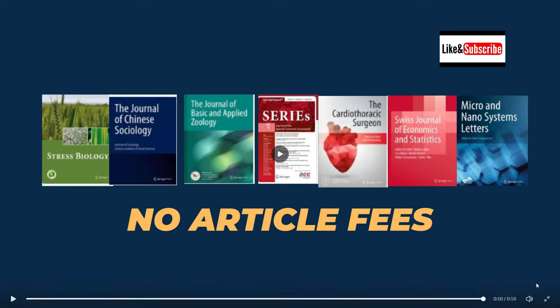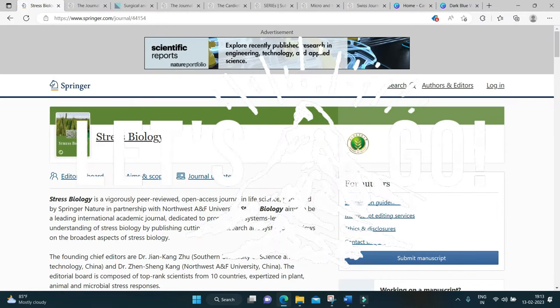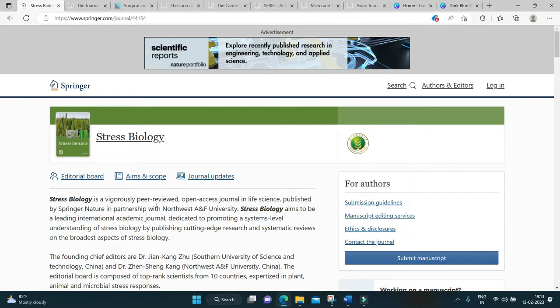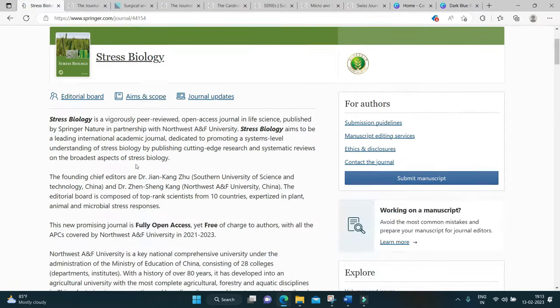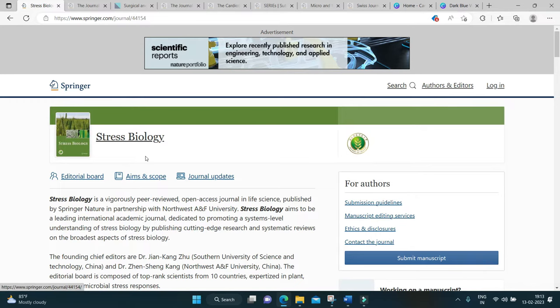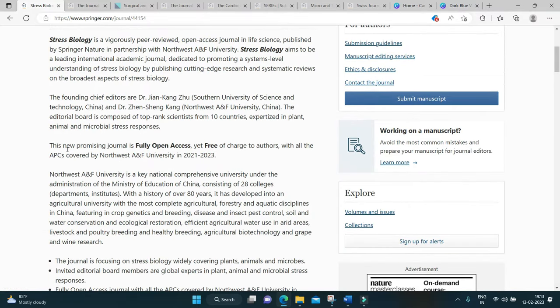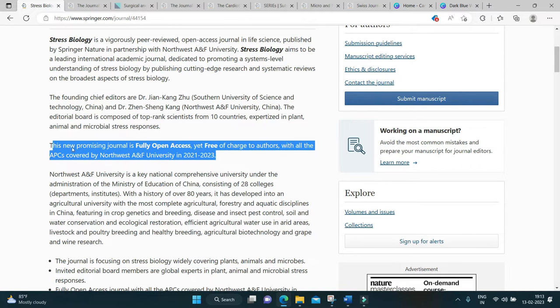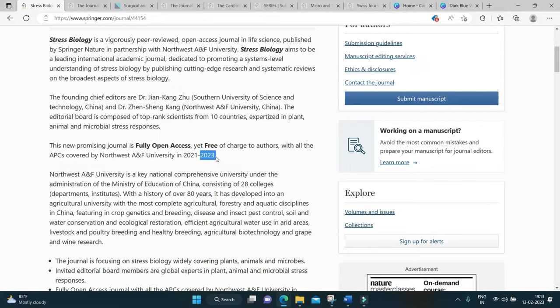So without wasting much time, let us move on to the journal list. So the first journal in the list is Stress Biology. This is published by Springer, and here you can see the article processing fees. This new promising journal is fully open access yet free of charge to authors, with all the article processing fees covered by Northwest A&F University. So till 2023, the article processing fee is waived off.